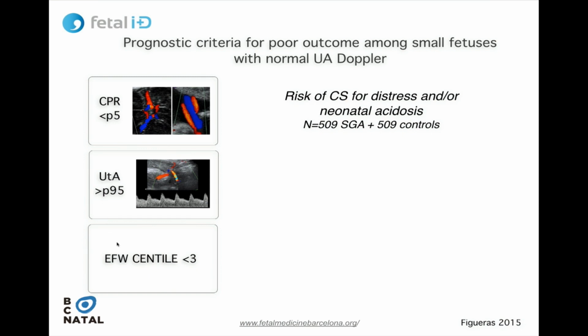Finally, the centile also has its weight. If the baby is not only small, but very small, below the third centile, this is an independent predictor of poorer outcome. So any of these three parameters independently predict. Sometimes you find the three in one fetus, but sometimes you just find one. My point is, if the baby that I was showing you had an abnormal uterine artery, this baby should be classified as fetal growth restriction.